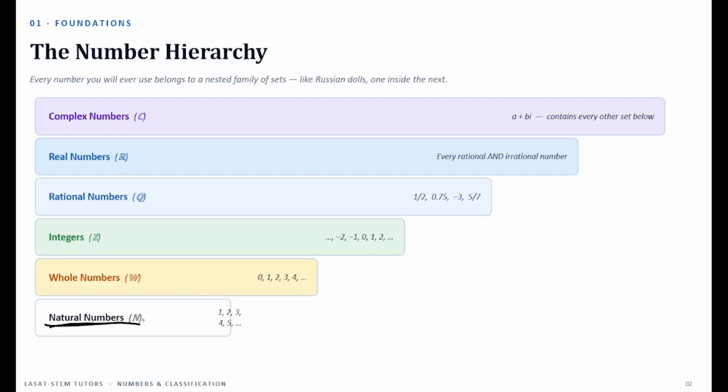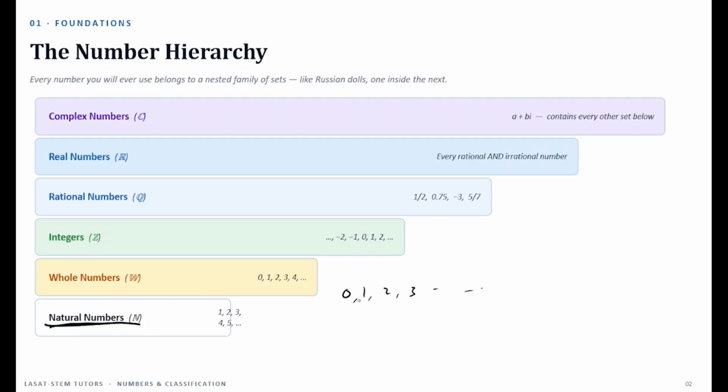So some natural numbers are also whole numbers, but not all whole numbers are natural numbers. The only exception is that for whole numbers, zero is included. For natural numbers, you have one, two, three, and so on. But for whole numbers, you include zero. Then we have what we call integers.